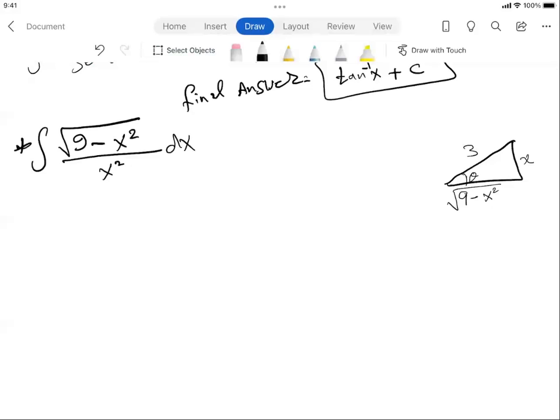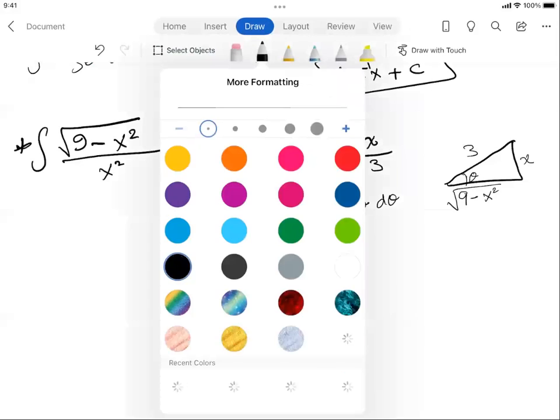Looking at this, the easy way to go about this is that sine of theta is opposite over hypotenuse, so x over 3. From this, I can say that x equals 3 sine of theta, and dx equals 3 cosine of theta d theta. Let me use a different color.